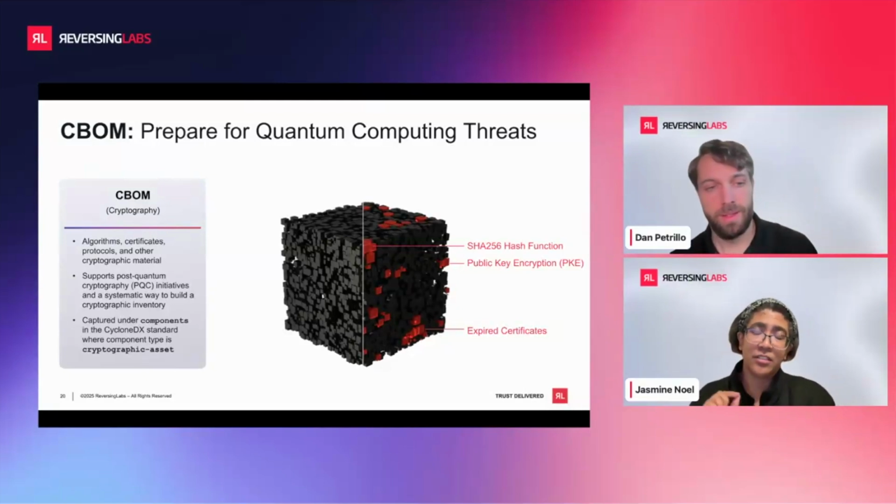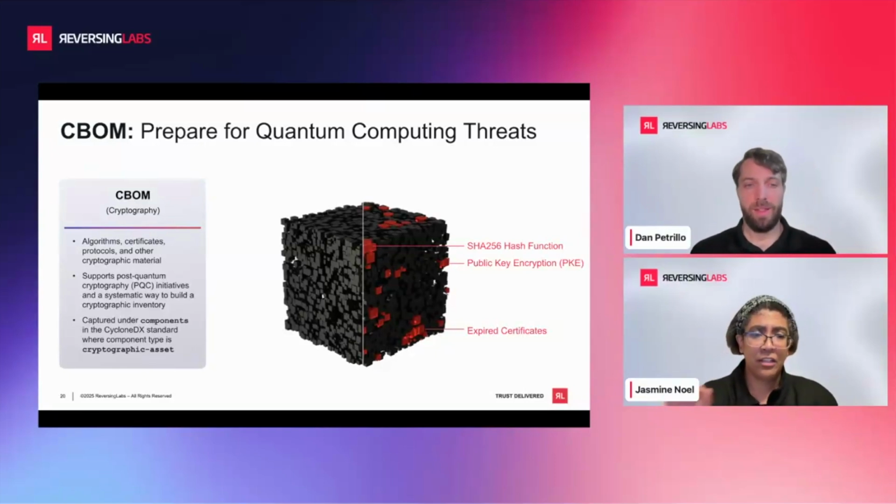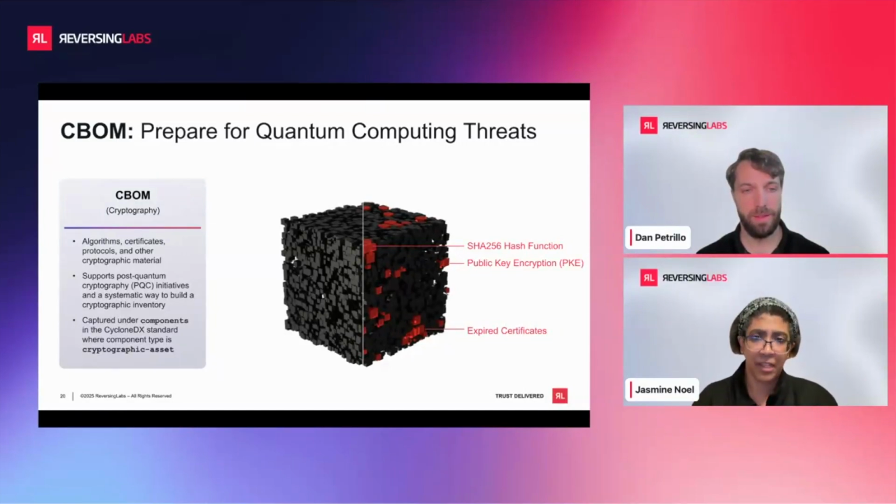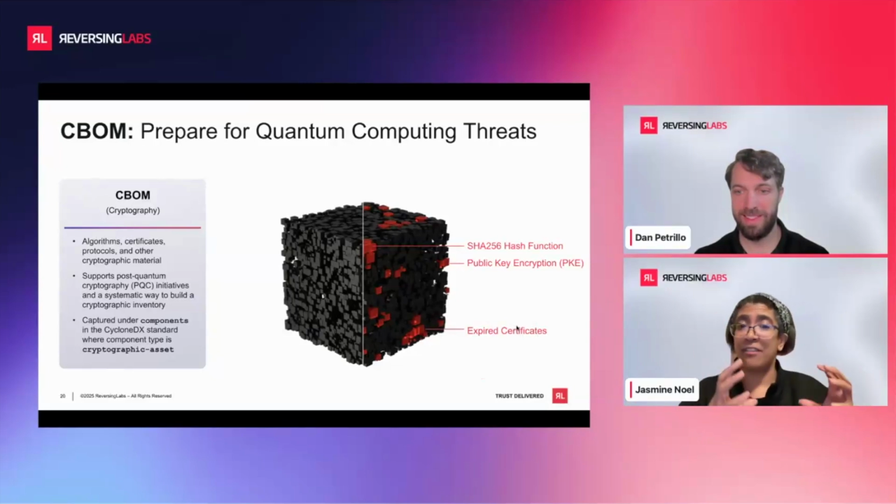And again, under CycloneDX, underneath their components, they will have a component type that's called cryptographic asset. So you'll be able to see exactly what cryptographic assets are used by each component, right? So again, this is an expanding of what we consider to be a component. It's great you know that you have this component in your software, but what cryptographic assets is it actually using?